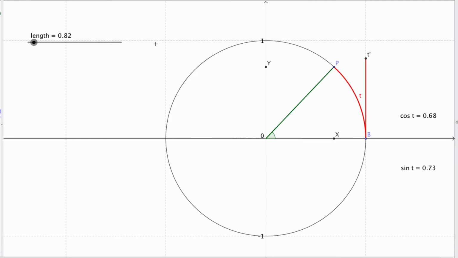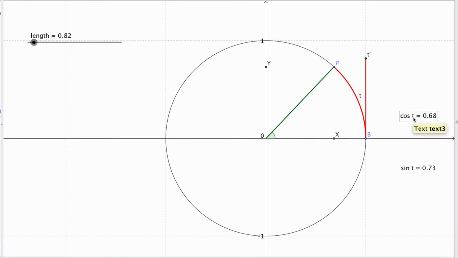In other words, we've now got two functions we can look at. The one that gives us the x coordinate when we put in t, and the one that gives us as output the y coordinate when we put in t. These are two quite different functions. Now, they are actually incredibly important functions, and they're so important we give them names. We call the x coordinate of P, when the arc length is t, we call that cosine of t.